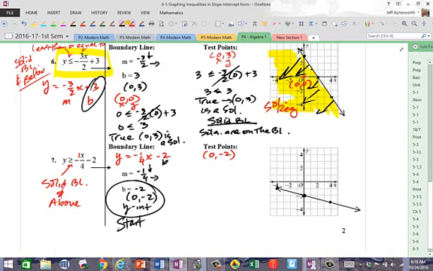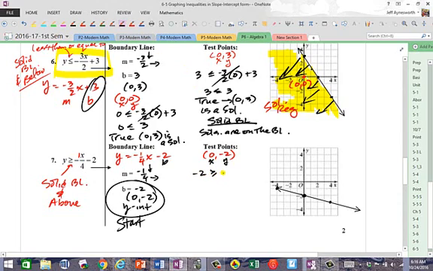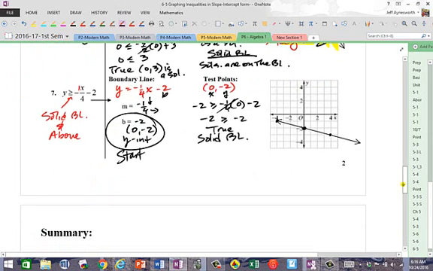So here we go. x is 0, y is negative 2. So it's negative 2 greater than or equal to negative 1/4 times 0 minus 2. So is negative 2 greater than or equal to negative 2? And the answer is yes, this is true. So that tells me this is a solution. So that means that we have a solid boundary line here. Okay, so my prediction was true so far.